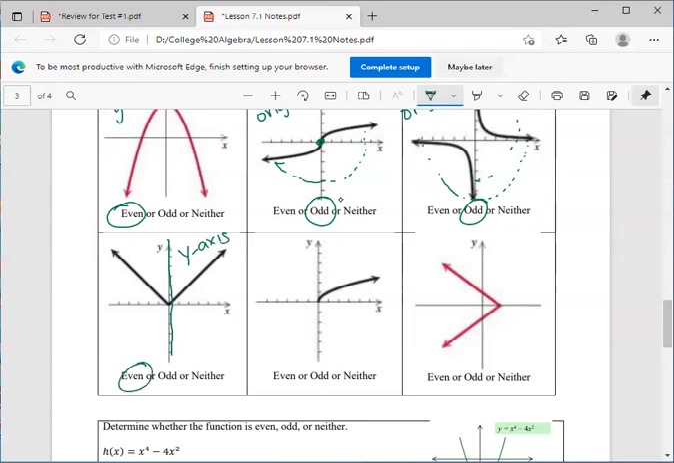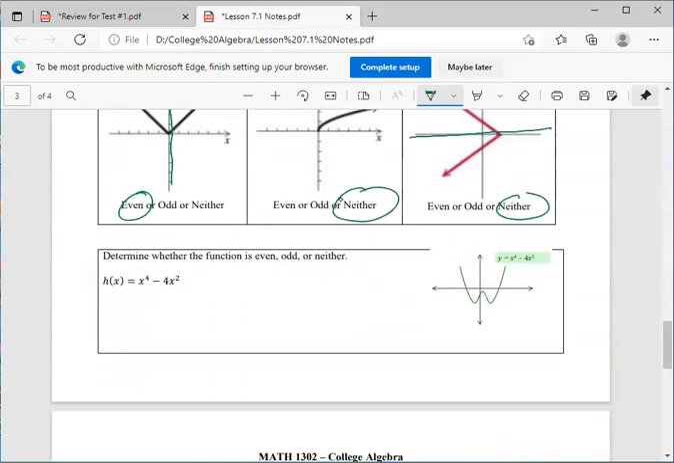This one is nothing, right? So neither. It's not even symmetric. It's not symmetric at all. About the x-axis, the y-axis, nothing. This one's symmetric about the x-axis. So that's a neither. Okay. Questions about that? The key here is remembering which one goes with what.